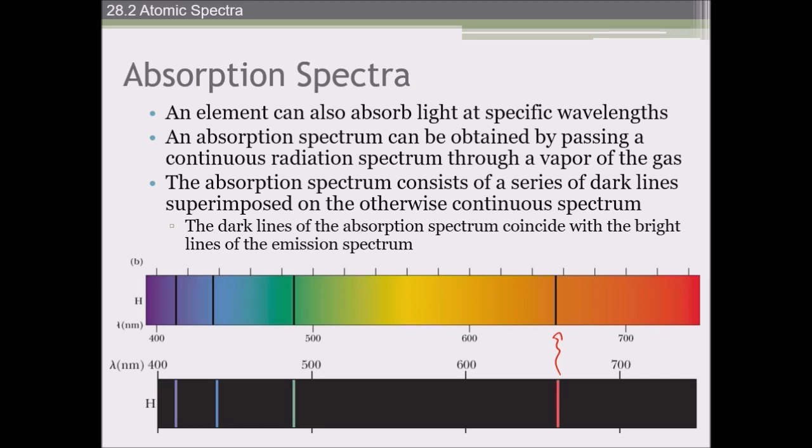How do we get an absorption spectra? Well, we shine all the colors. We shine white light on an element in our spectrometer, and then see what wavelengths are missing.